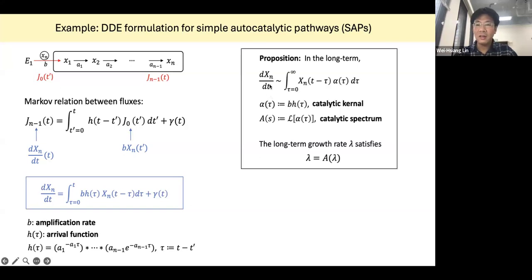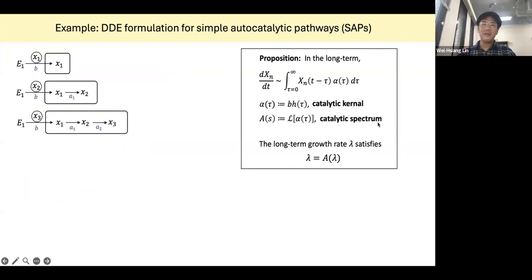So here I can write dx over dt is proportional to this integral of xn convolved with alpha. And I also prove that the long-term growth rate will satisfy this relation, where A, capital A, is the Laplace transform of this alpha.